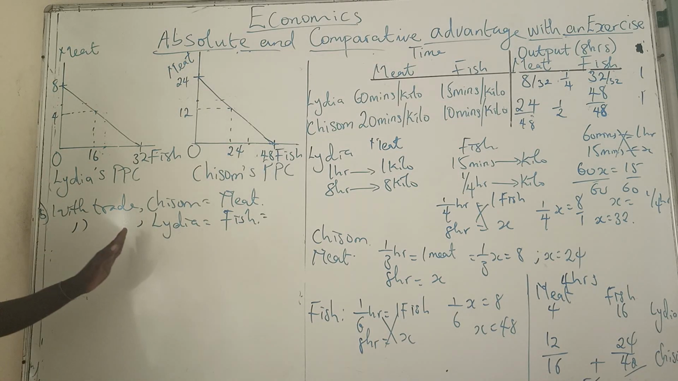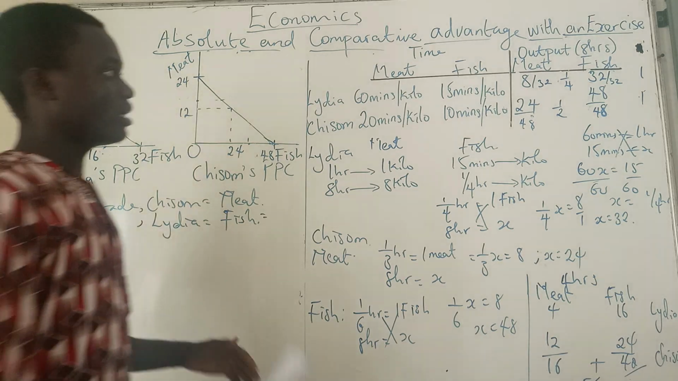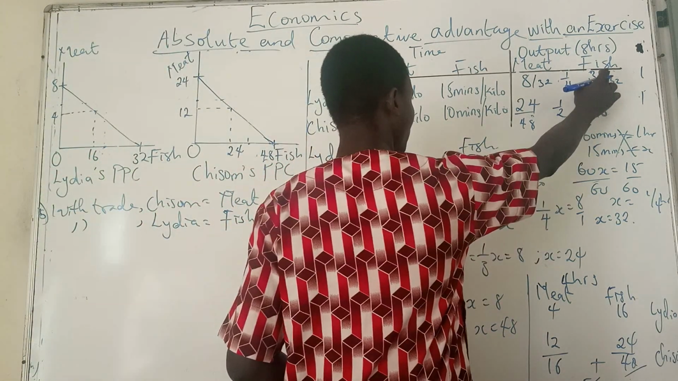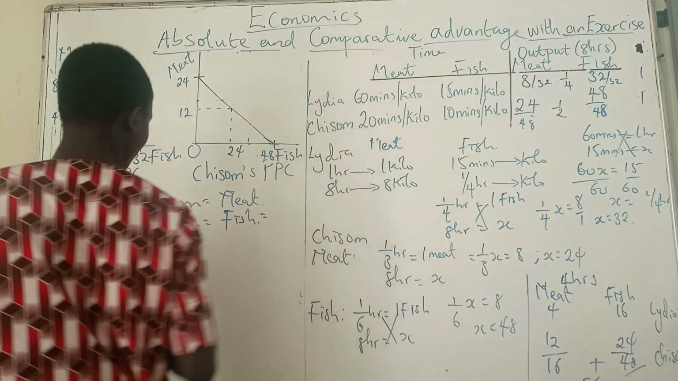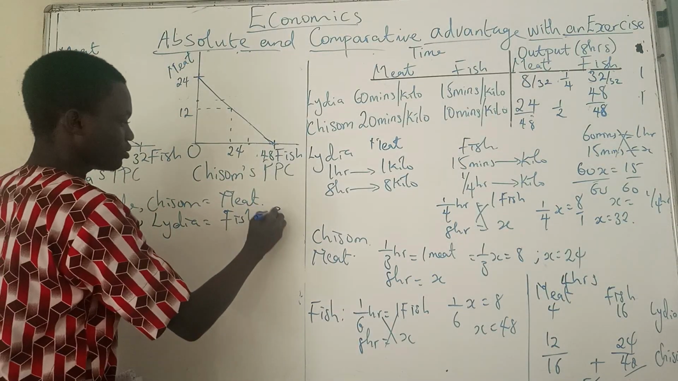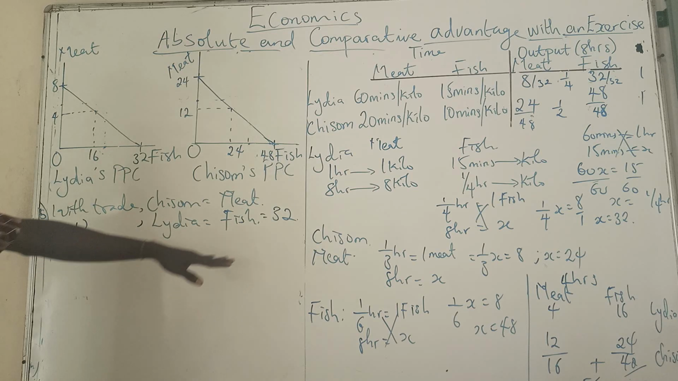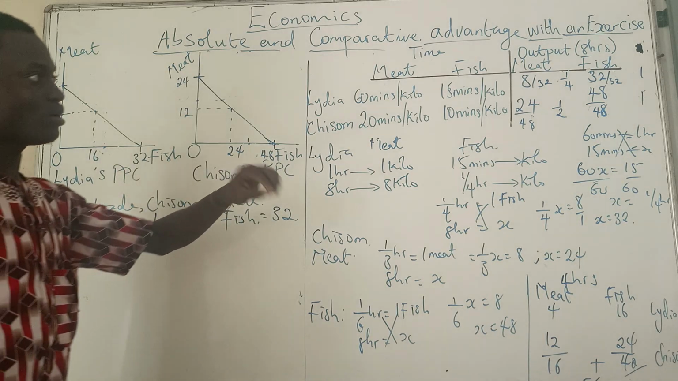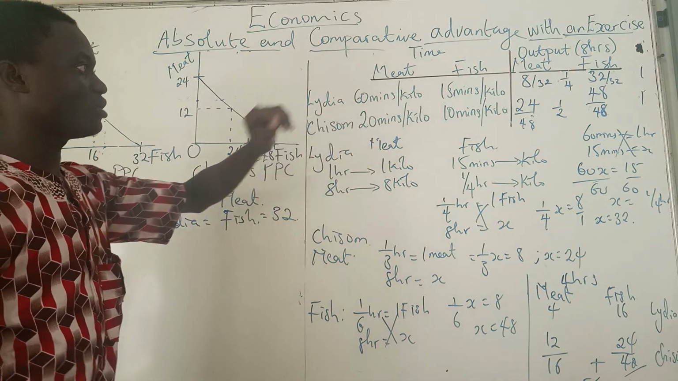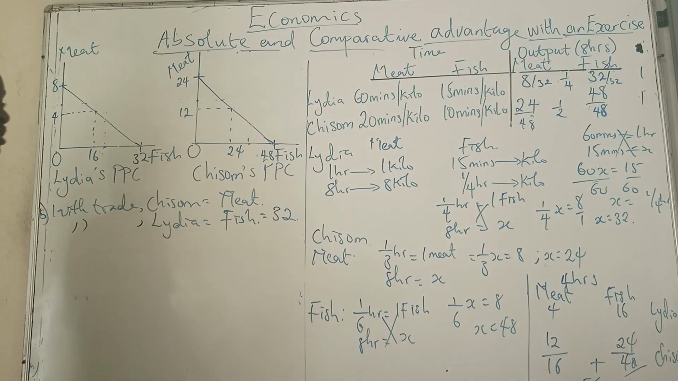Now we've already made the calculation for Lydia before. Spending all 8 hours, she produces 32 kilograms of fish. So I can just say equals 32 here. Because she's spending all 8 hours in the production of fish, she's producing no meat, so her kilo of meat is going to be 0.